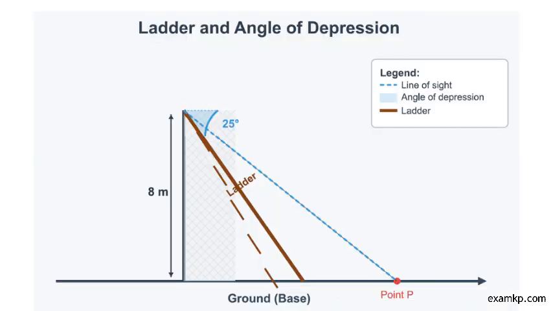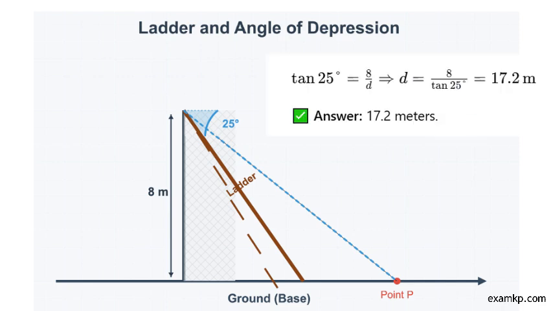WAEC question 2. A ladder rests against a wall. The top of the ladder is 8 meters above the ground, and the angle of depression to a point on the ground is 25 degrees. Find the horizontal distance. Tan 25 degrees equals 8 over d. d equals 8 over tan 25 degrees. That's 17.2 meters. So the answer is 17.2 meters.